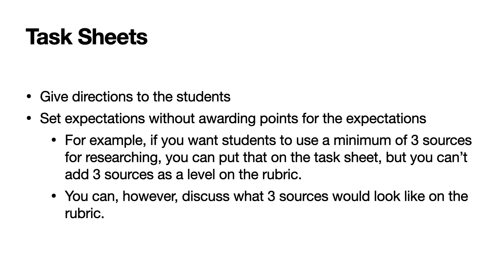However, in oral clarifications, you can discuss what 3 sources would look like on the rubric. So with my students, what I would say is you are expected to use a minimum of 3 sources. Do you think that would be a 7-8? Students usually say no, because they know 7-8 is going a little bit more above and beyond what the expectation is. So we would back that down probably and agree it would be in the 3-4 range.